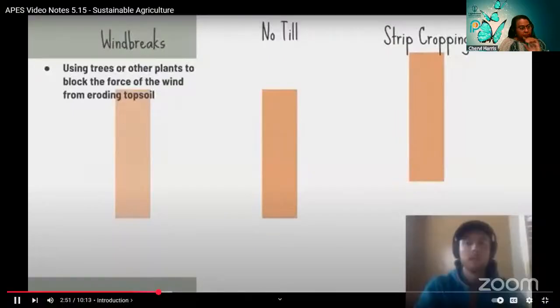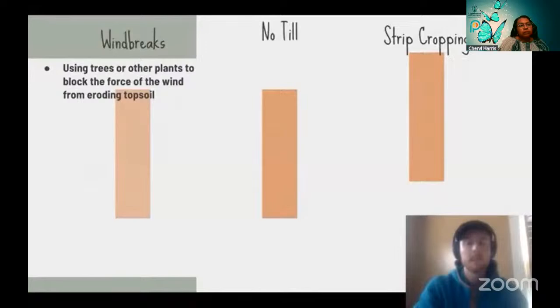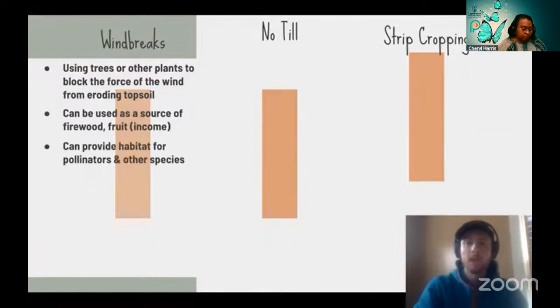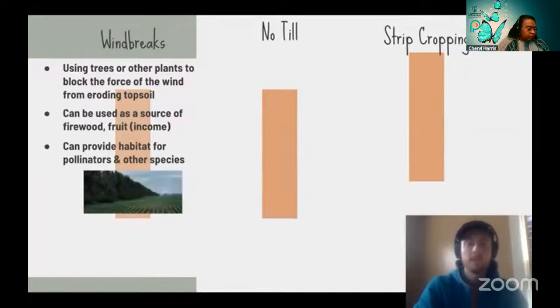Windbreaks are just trees or other plants that are planted around the agricultural fields in order to stop the force of the wind and prevent it from carrying so much of the topsoil away from the agricultural fields. A really beneficial component here is that they can also be used to generate firewood. You could plant fruit trees so that you're generating some income through fruit sales as well, a valuable habitat for pollinator species. So we can see an example here of just having this large kind of buffer strip along your crops so that the wind's force is reduced a little bit.